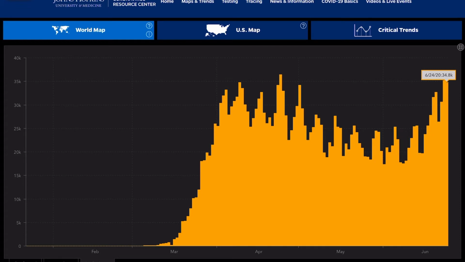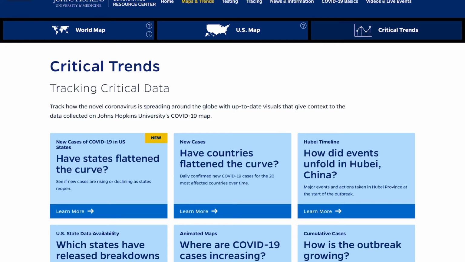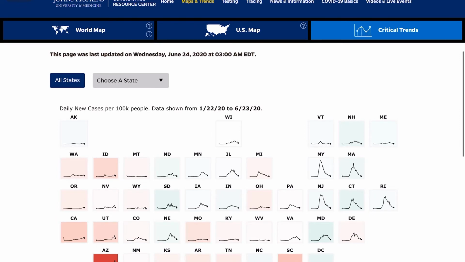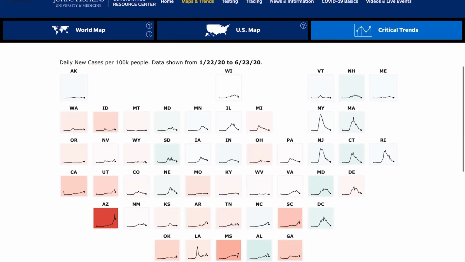We have to check something much more significant. It's not about going through these charts. So let's go to critical trends, and in critical trends you are going to notice a difference in what the quarantine actually did, and what about those states that had strict quarantine rules. Now let's go to this part of the whole chart, where we are going to see state by state.